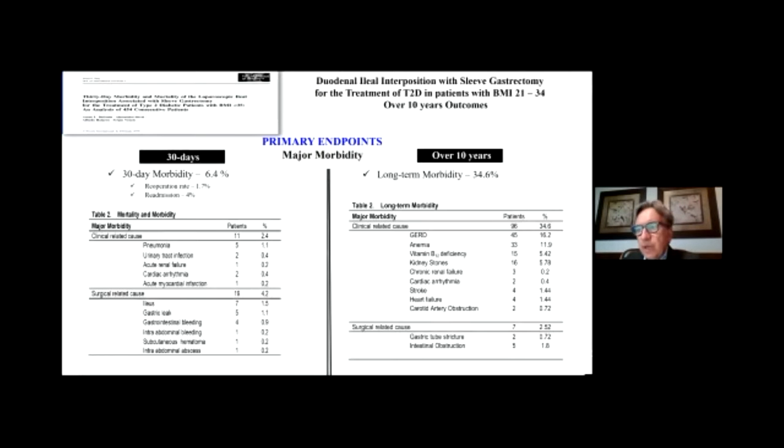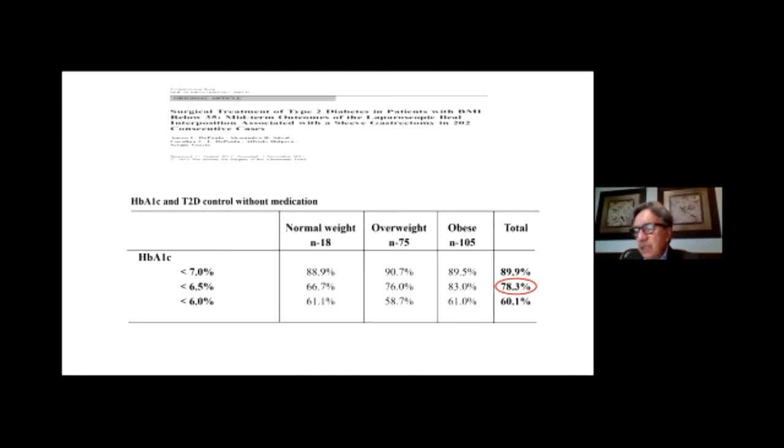We also evaluated 30-day morbidity, which is 6.4%, with a reoperation rate of 1.7% and readmission to the hospital of 4%. After 10 years, very few patients have surgical-related complications, 2.52%, but the list of clinical problems is quite long, with GERD being observed in 16% of patients.